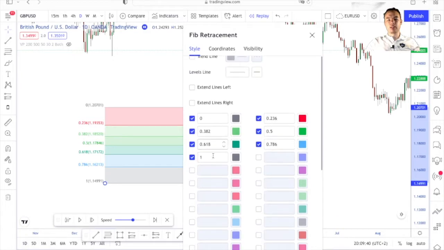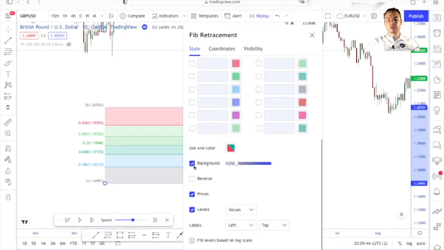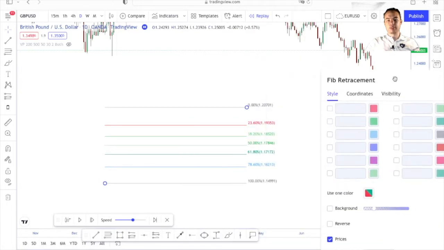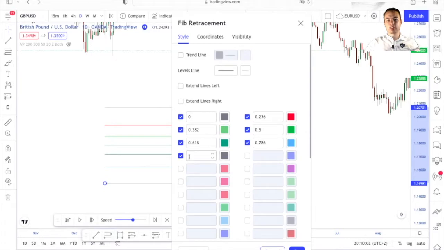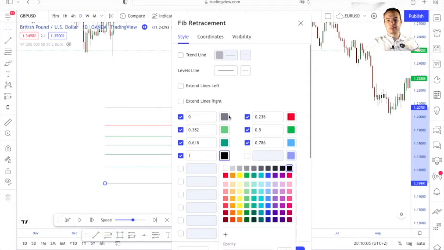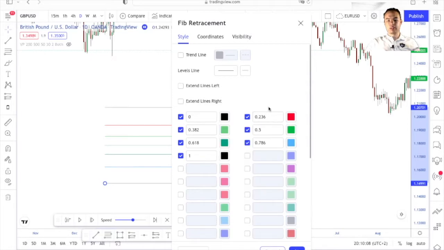I don't want the color, so what I'm going to do is background. You scroll down, go to background, take that off. So I like that. Okay, and then I want percentage, not level. And then labels, I want it on the right, like that. The 0% and the 100%, I want them black. Look, we don't use 23% at all, so I'm going to take that off. So potential levels are the 38.2, the 50%, 61.8%, and the 78.6%.